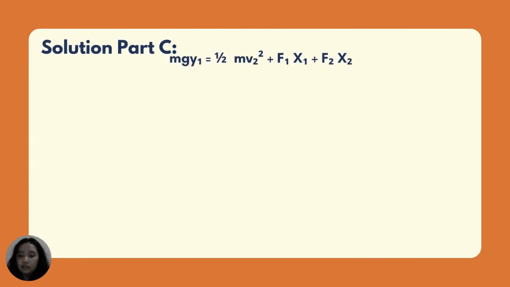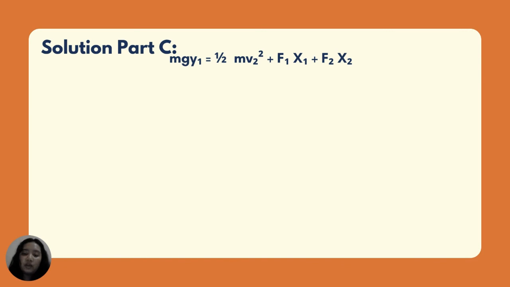Lastly, for part C, we must calculate the height of the parachute to be opened so that the final speed of the skydiver when he hits the ground is 5 meters per second. To solve this problem, we are going to use the same formula, which is mgy1 is equal to 1/2 mv2 squared plus f1x1 plus f2x2.